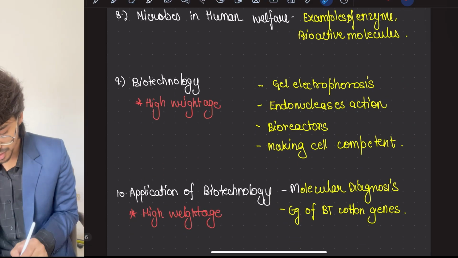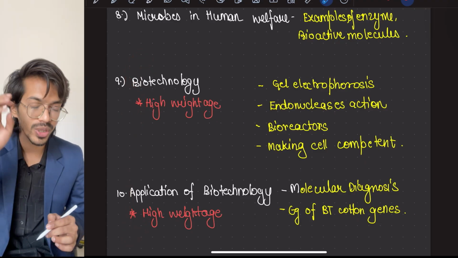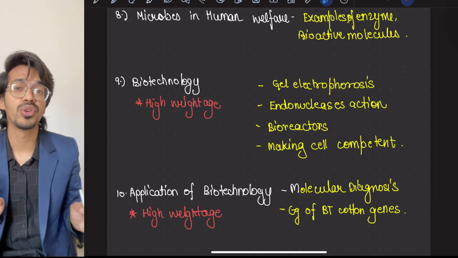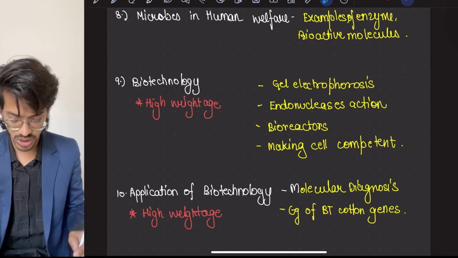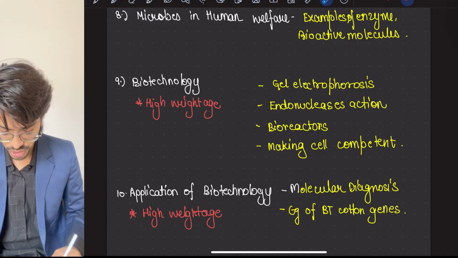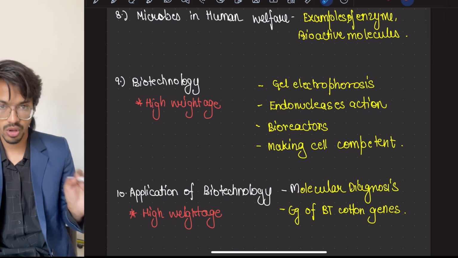Then comes the next unit, biotechnology. In biotechnology, 2 chapters, higher weightage, 10 questions, 40 marks will come from here. So in biotechnology, gel electrophoresis, of course, everything you have to do. Don't leave it. These are the easiest chapters possible. Gel electrophoresis, endonuclease action and related concept questions, bioreactors, and making the cell competent. So this can come in match the following and those kinds of things.